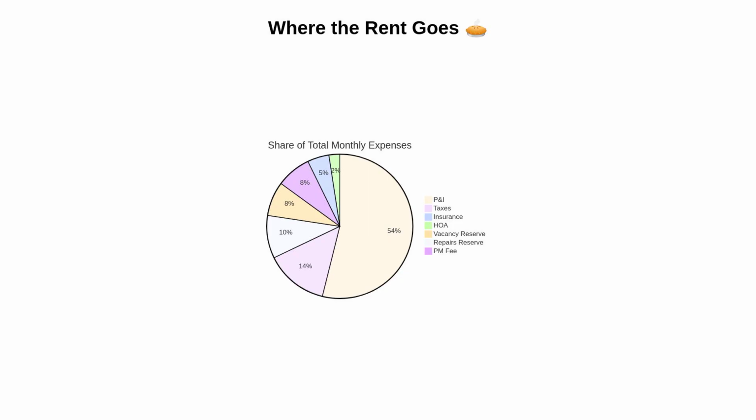About 54% goes to principal and interest payments. Roughly 14% covers property taxes. Insurance consumes nearly 5%, while HOA accounts for about 2.5%. Vacancy reserves and property management fees each take around 7 to 8%, and the repairs reserve is about 10%. Combined, these categories often absorb or exceed the rental income, leaving little to no positive cash flow.